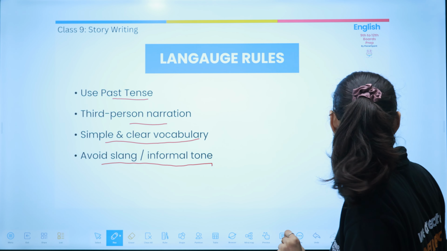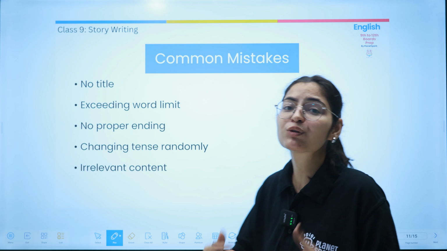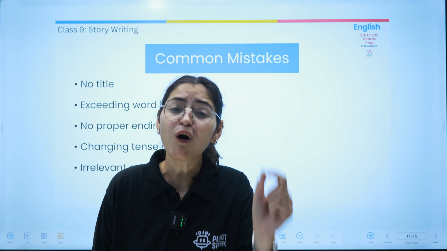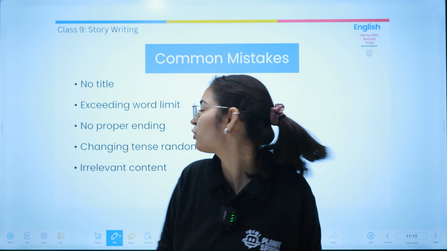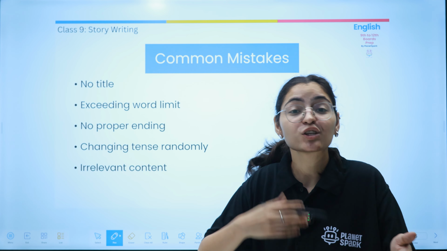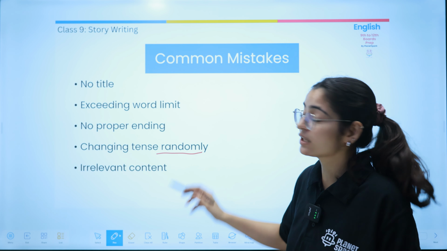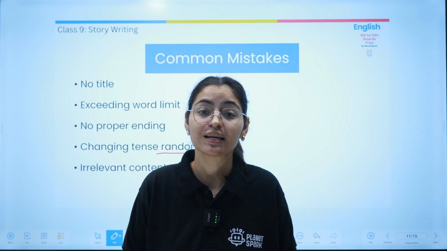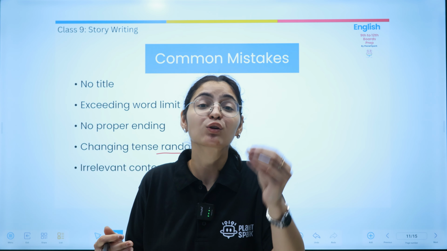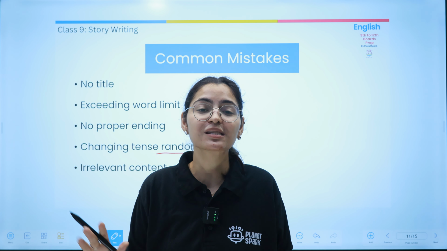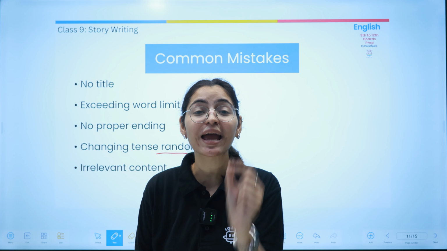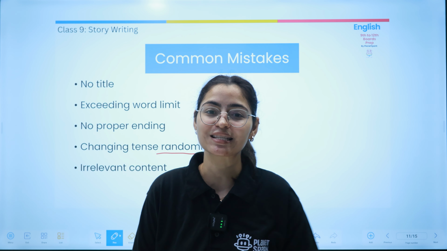Now let's quickly also talk about the common mistakes that we usually make. Students often forget to write a title, or they exceed the word limit, or there is no proper ending for the story. They change the tenses too regularly. Do not do that. Some write irrelevant content that does not match the given outline. Avoid these mistakes and I assure you, you will get full marks in your story writing.